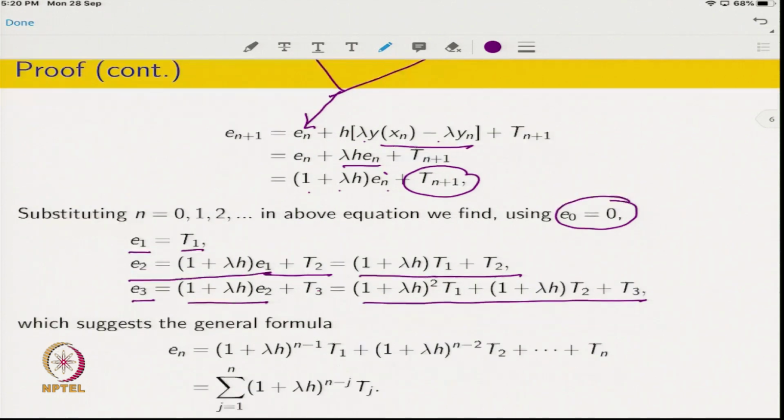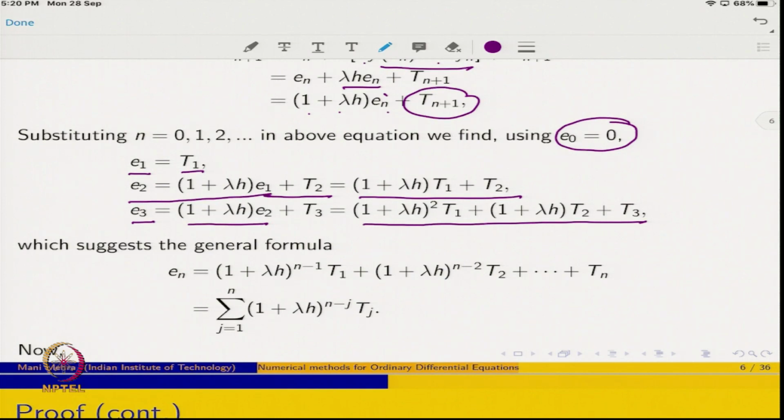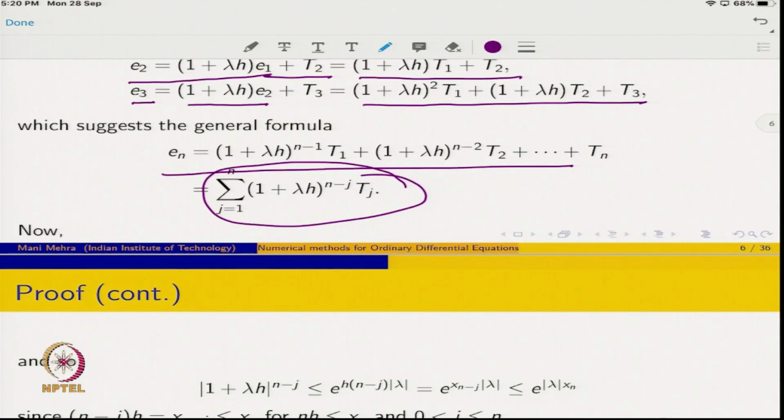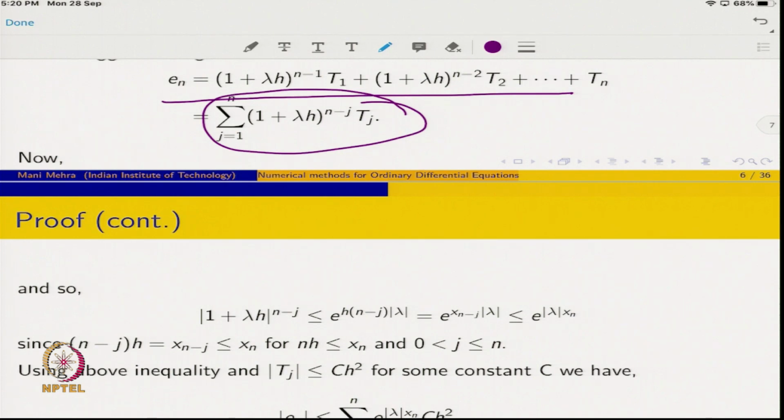So, basically if we start doing this in a recursive manner, we get En in this way, which can also be written this way. Okay. So, till this point I hope it should be clear to everyone. Now, we are using some inequalities. One of the inequalities I will be using is (1 plus lambda h) to the power n minus j, which is this term from here. So, we want to bound that term. That is something we all know, and we are writing in the following fashion.